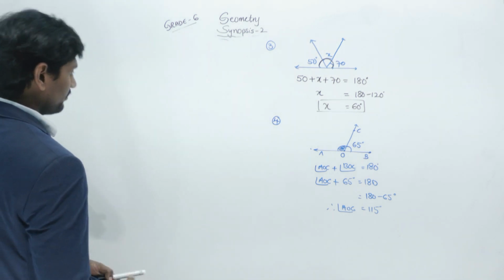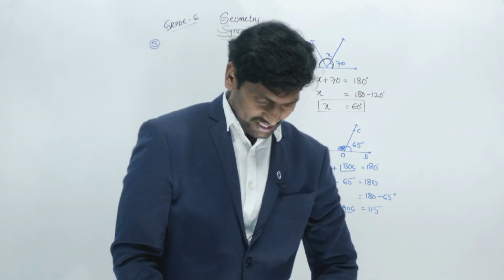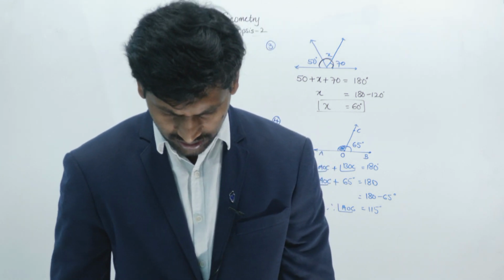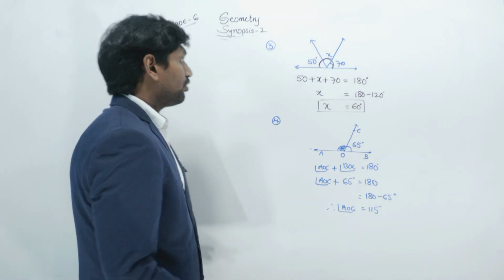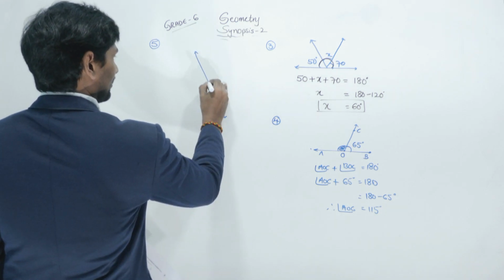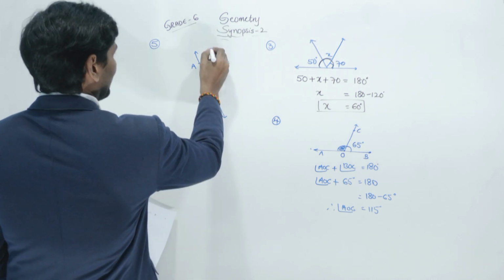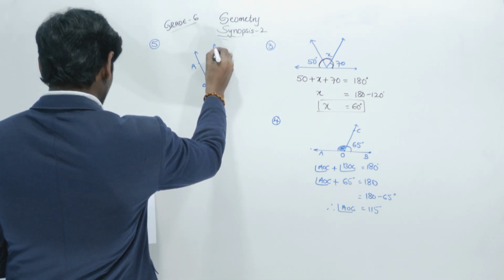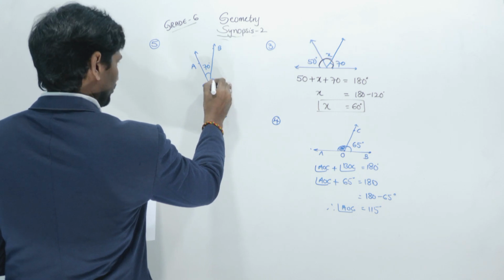Problem number 5. So in the given figure, find the value of x. Again, one of the diagrams is given. AOC is a straight line. At O, one more angle is given like this, that is B. Its value is 70 degrees, and we need to find this 2x.